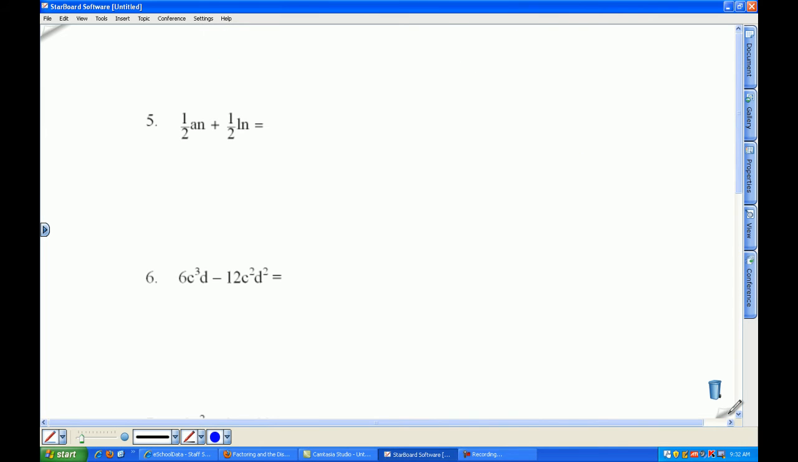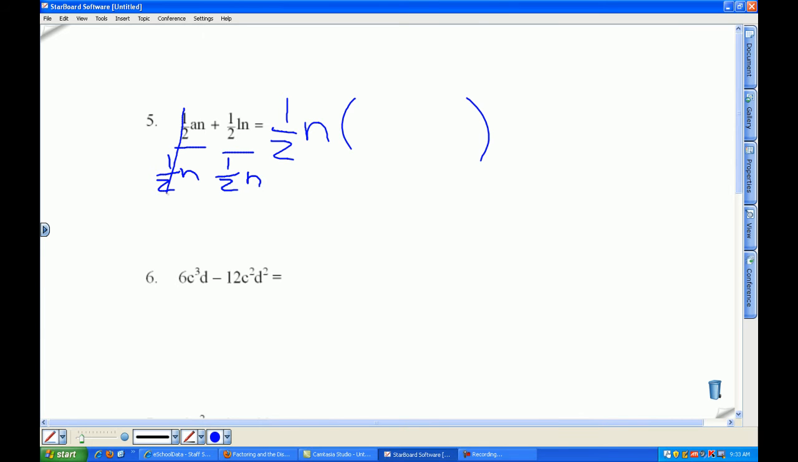Alright, here, take a look. We have 1/2 an, we have 1/2 ln. So you'll notice that both terms have a 1/2 and both terms have an n. And here's an example of us doing this without a factor tree, without figuring out the GCF off on the side, just looking at it and figuring it out mentally. We're going to divide both terms by 1/2 n.